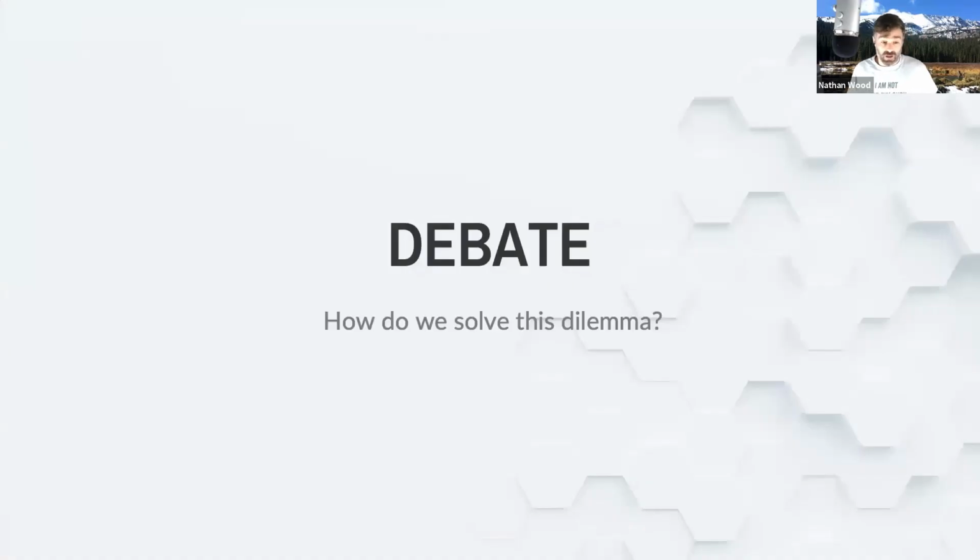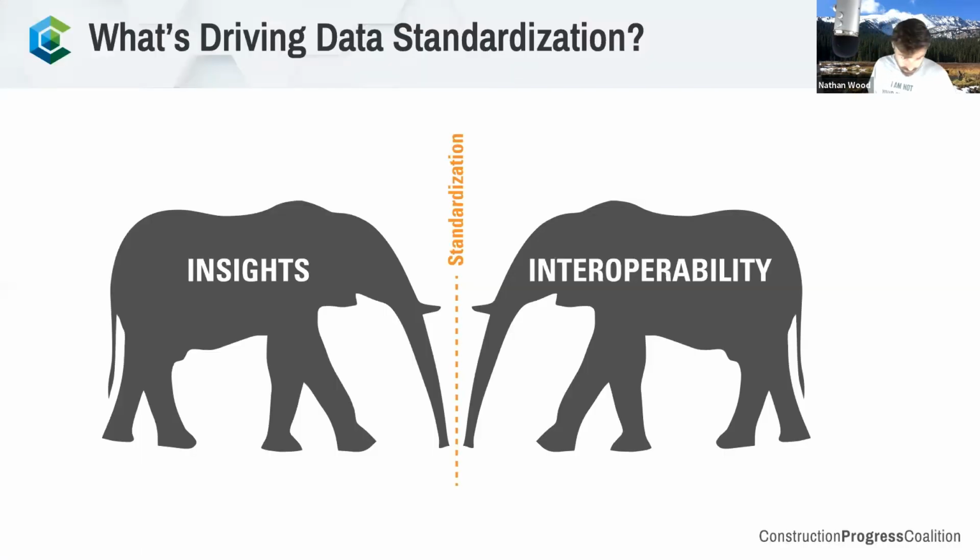So, all right, that's a lot of stuff that we have to do to solve this problem. It's literally by definition a wicked problem. As we get into this debate section, hopefully we have some folks with questions or thoughts that we can bring into the conversation. What is driving data standardization? It's really at this intersection between interoperability and insights. The bottom-up interoperability needs and the top-down insights are two opposing elephants, and we need to tackle both of them if we're ever going to fix this standardization dilemma.